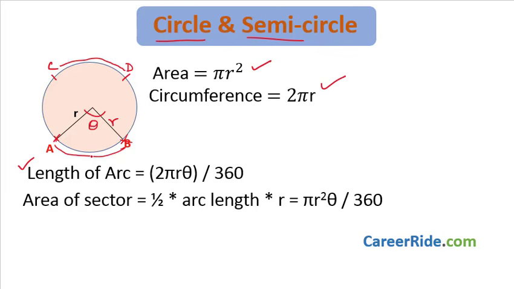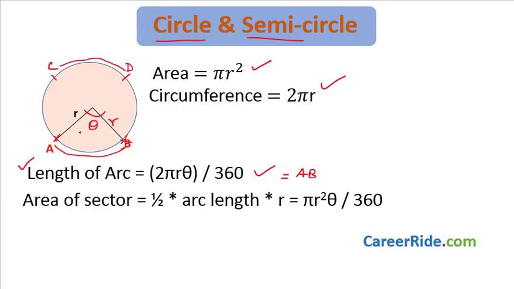Now, how do you compute the length of this arc, for example, the arc AB? We can compute it by 2 pi r theta upon 360. Theta is in degrees, 360 is also in degrees. So, you can just say 2 pi r theta upon 360 here. This is the length of this arc AB. For CD also the formula would be the same.